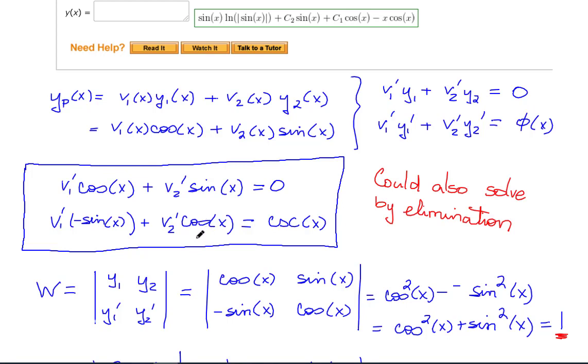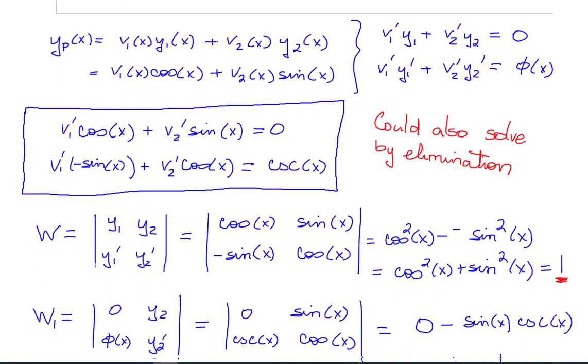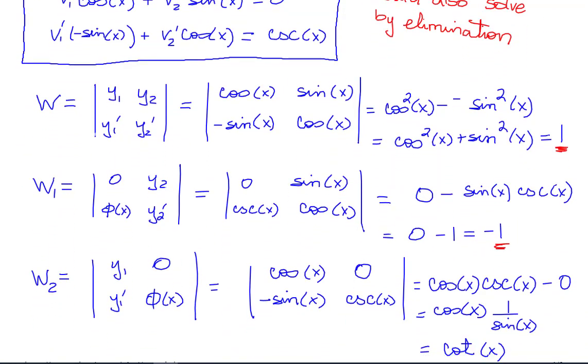And so we now have two equations. Our unknowns are v1 prime and v2 prime. Now, we could solve this using elimination. It's fairly straightforward for two equations and two unknowns. The book uses Cramer's rule with matrices, so let's continue that.